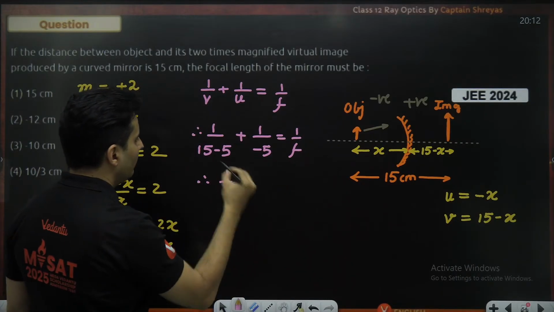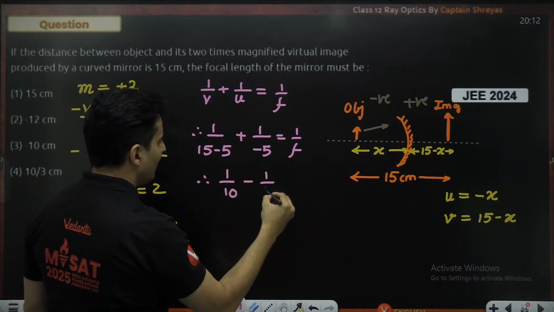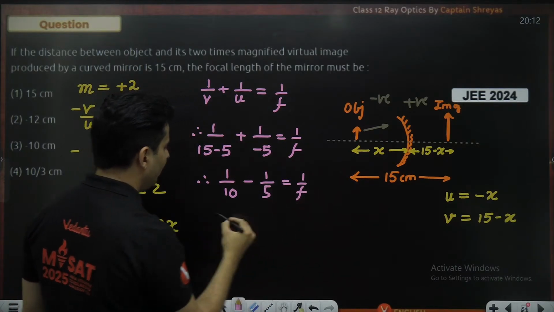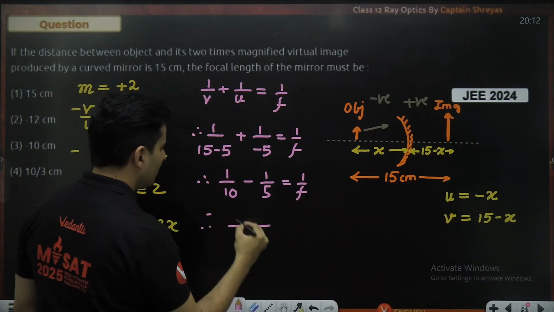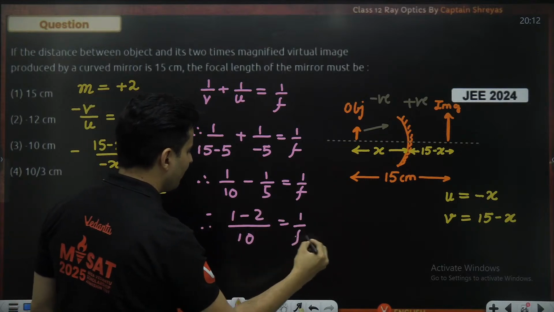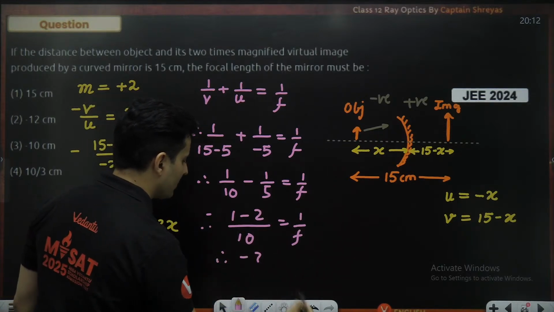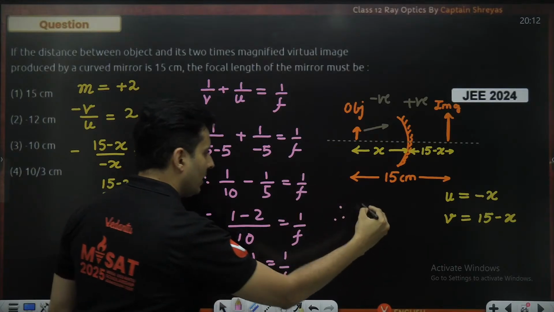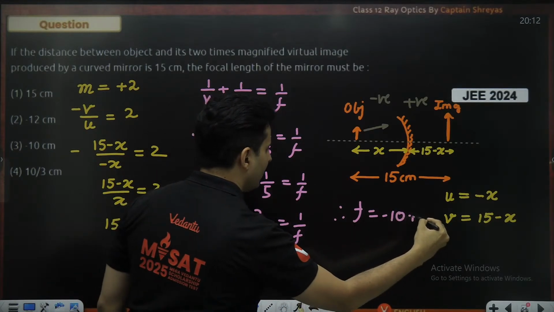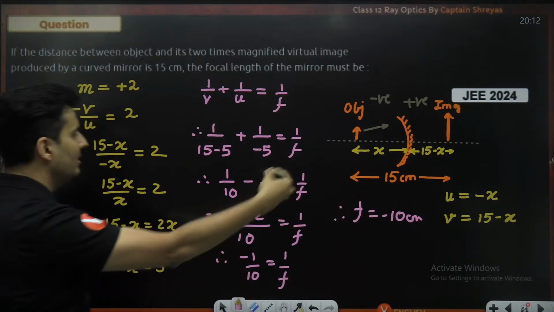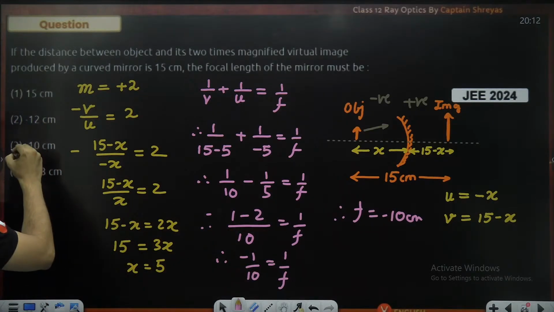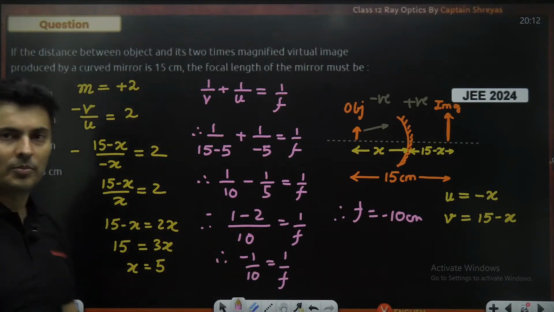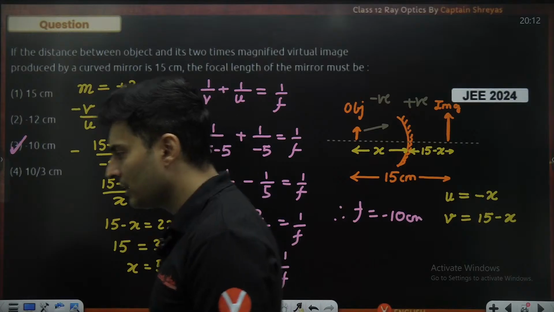Okay. So 15 minus 5 is 10. This will become minus 1 by 5. That is nothing but 1 by F. LCM is 10. So 1 minus 2 is 1 by F. So therefore, that will become minus 1 divided by 10 is 1 by f. Flip it, f will be minus 10 centimeters. Negative indicates it's a concave mirror. So we have that option as the third option. Is that absolutely correct?